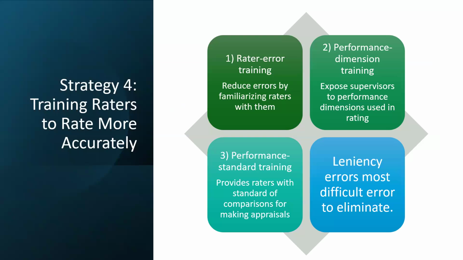So our fourth strategy is training raters to rate more accurately. And we have 3 ways that we can train raters before they start doing performance appraisals with employees. First is what we call rater error training, and this reduces errors by simply making supervisors or raters more aware of the kinds of errors they could be making when they're doing appraisals. If you've ever done unconscious bias training, a lot of that kind of training is the same sort of training where we make people aware of the biases they might have in the way that they evaluate other people or make decisions that they may not have been aware of, with the hope that by making someone more aware of those biases or errors, they'll be less likely to actually do them or use them when they're making decisions.